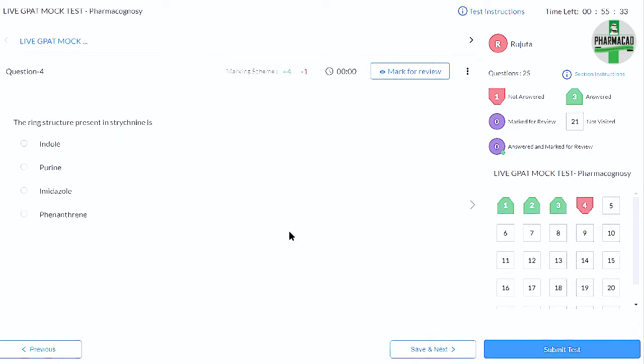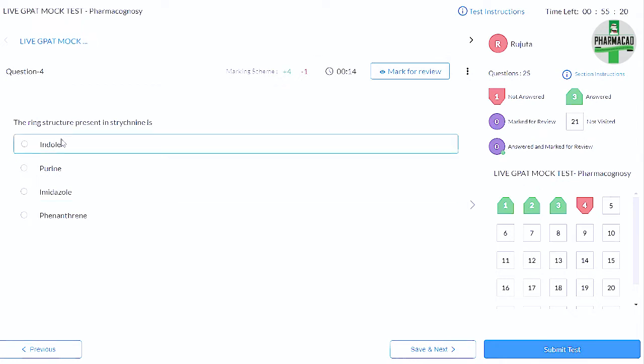Next, the ring present in strychnine is, okay, if you don't remember strychnine, you will remember Strychnos nux vomica. So nux vomica was there in what type of alkaloid? Like that you can work it out. Indole. So the answer is indole alkaloid.